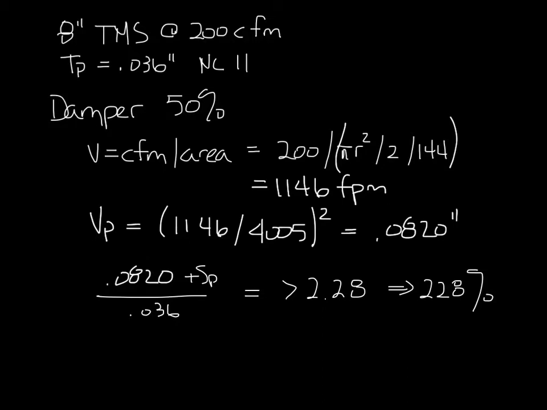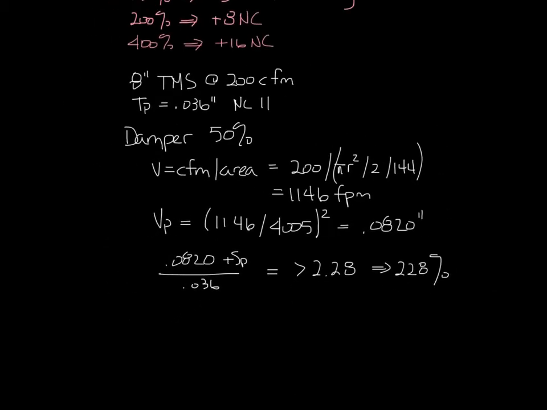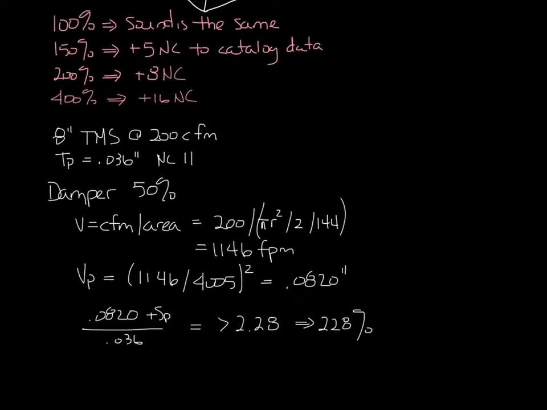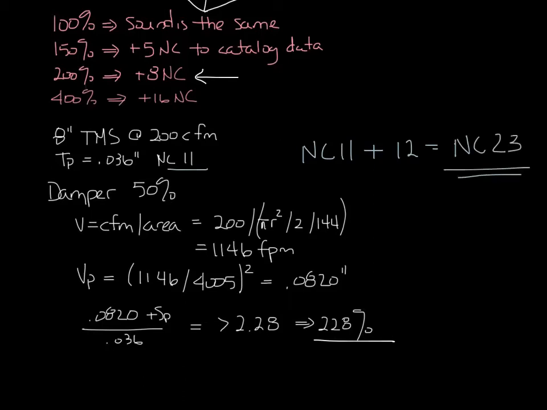So now let's go up to our chart here that we had before, and you can see 228% or something greater than that, maybe we'll call it 300 if you were to add in an actual static pressure, puts you somewhere between 8 and 16 NC. So now we had NC 11, and we're going to add to that about 12 NC, and that gives us NC 23. So what started out as an NC 11 diffuser is an NC 23 diffuser when you close the damper halfway.